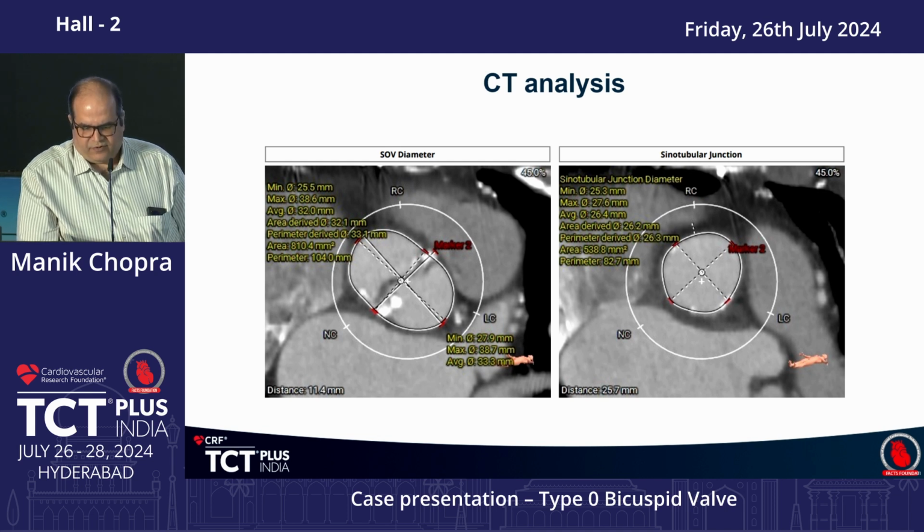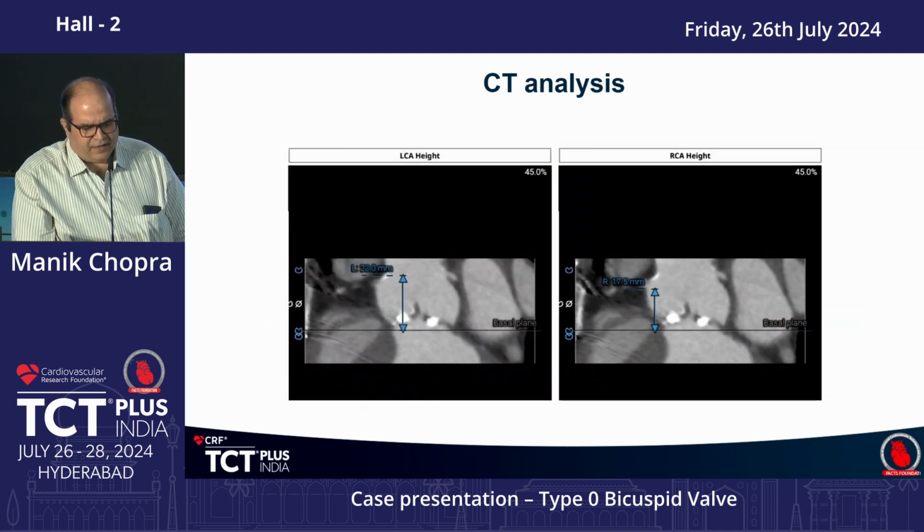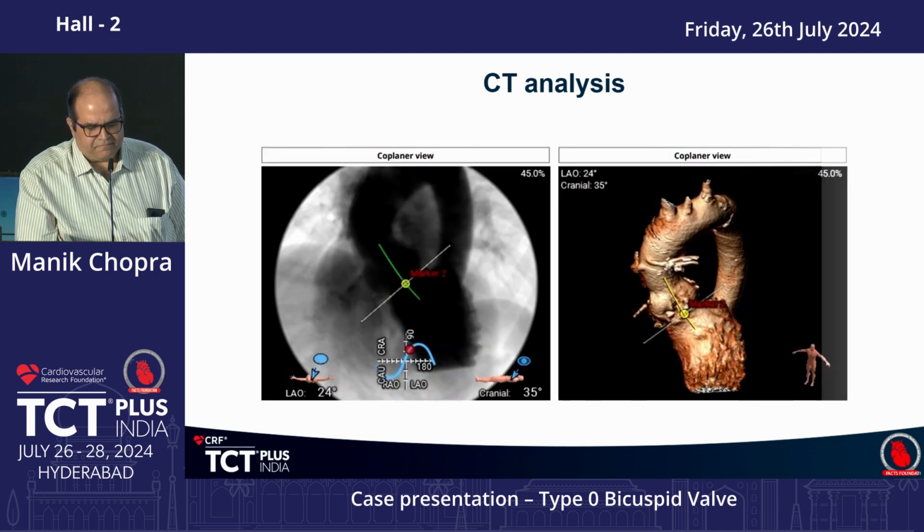STJ is slightly narrower, like 26.2, but remember that it's measured at 25.7 millimeters, while if you try to understand what happens at 17 millimeters, it's clearly a lot of space there. Membranous septum, there's hardly any membranous septum as I understand. LCA height is quite good. RCA height also is quite good, 23 and 17.5, so they are really high despite the patient having triple vessel disease. Still, both the coronaries are quite high and should be okay for any valve.